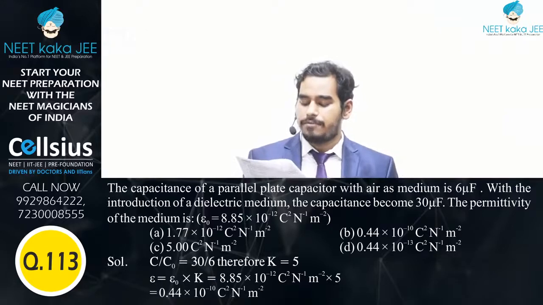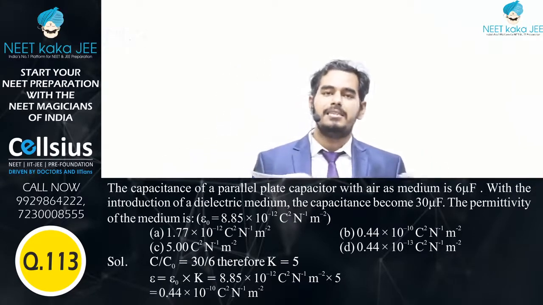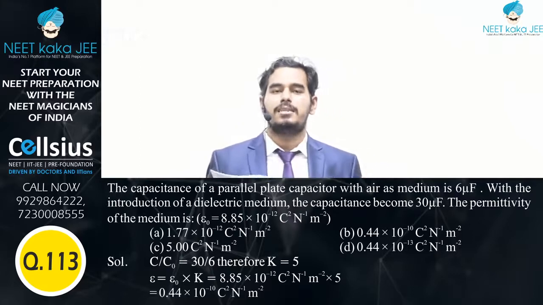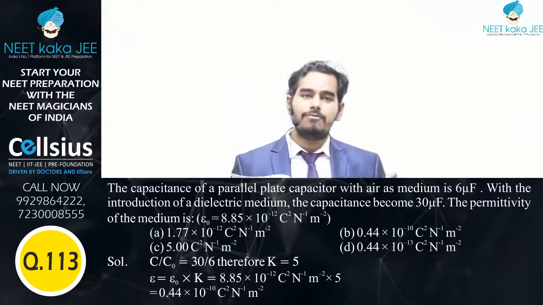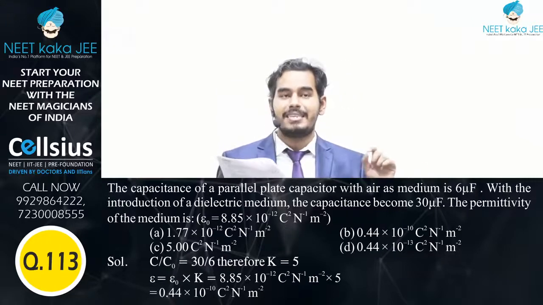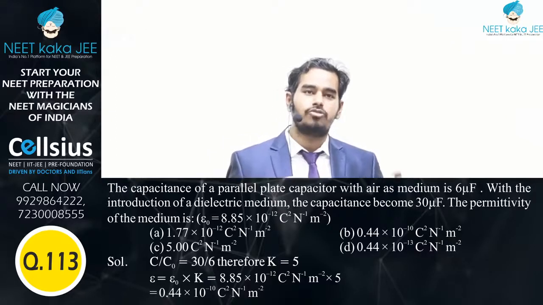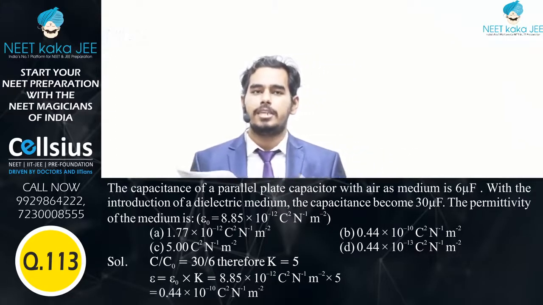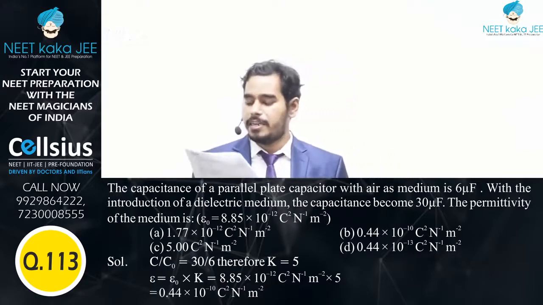So if you do C by C naught, then you are left with K. And C by C naught according to this question comes out to be 30 by 6, so that is 5. Now because K is 5, epsilon is what? It is epsilon naught into ER, and that ER is also known as K. So epsilon is epsilon naught into K, and epsilon naught is 8.85 into 10 to the power minus 12, and K is 5.